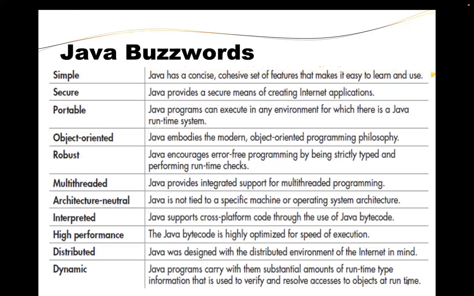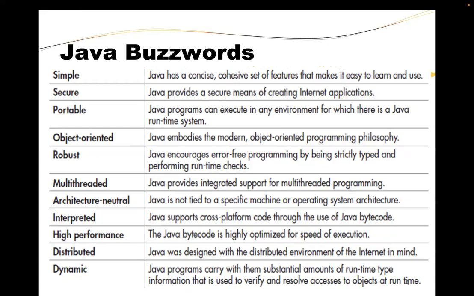Therefore, these are some Java buzzwords: simple, secure, portable, object-oriented, robust, multi-threaded, architecture neutral, interpreted, high performance, distributed, dynamic, likewise. Simple: Java has a concise, cohesive set of features which is easy to learn and use. Secure: Java provides a secure means of creating applications. Portable: Java programs can execute in any environment where Java is installed. Object-oriented: Java programs are object-oriented. Therefore, Java embodies the modern object-oriented programming concepts.